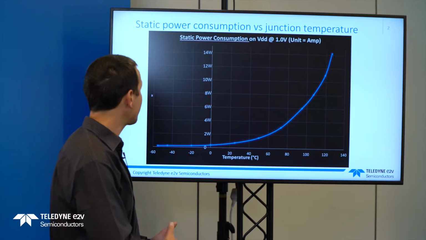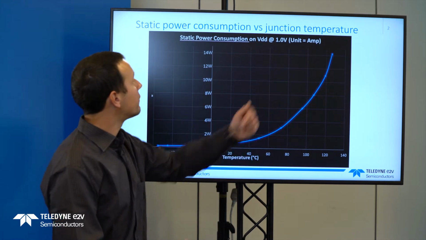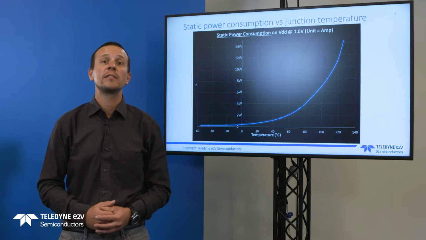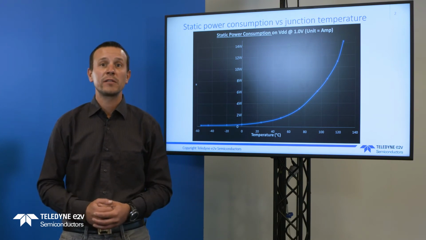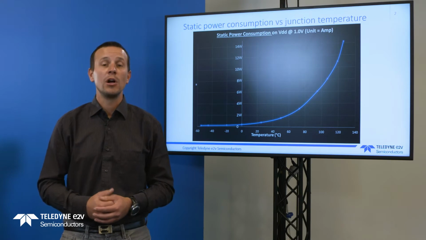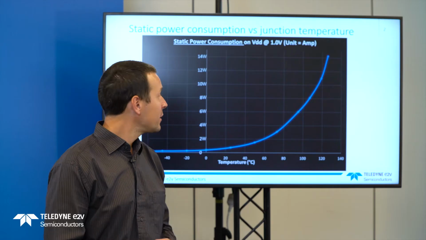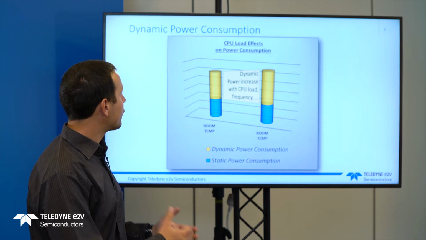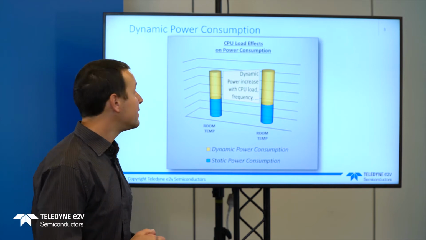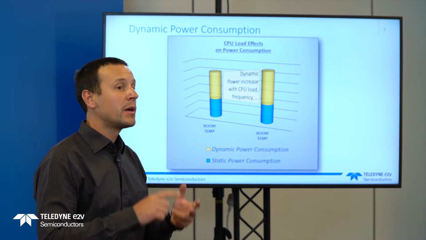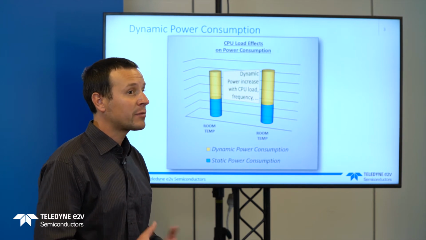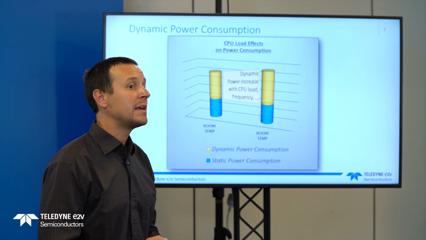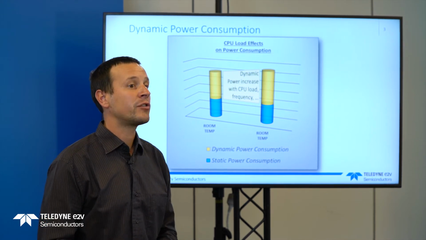Static power consumption evolves non-linearly versus temperature. And what's interesting about static power consumption is that it's not repeatable across parts. That means it's possible to select parts that have lower power consumption. Dynamic power consumption, on the other hand, is more or less independent from junction temperature, but it is dependent on CPU load, platform and CPU frequency, and the types of peripherals that you are using. That means that dynamic power consumption is dependent on your application.